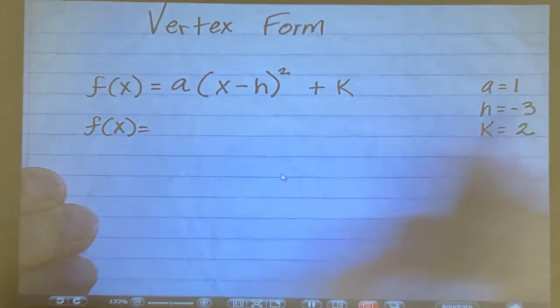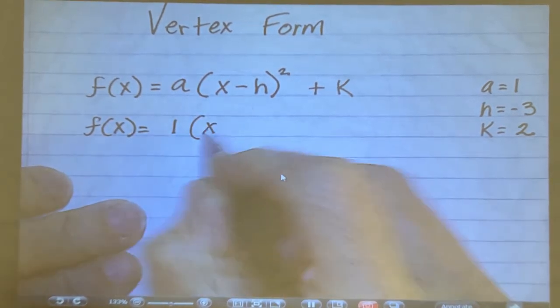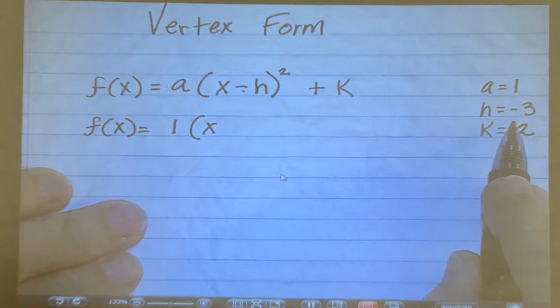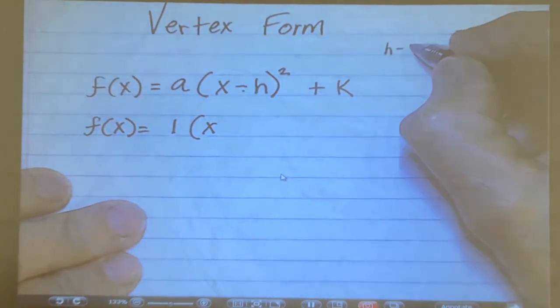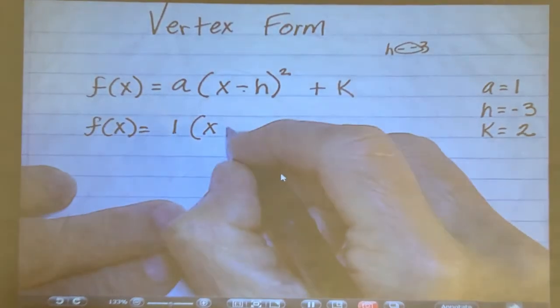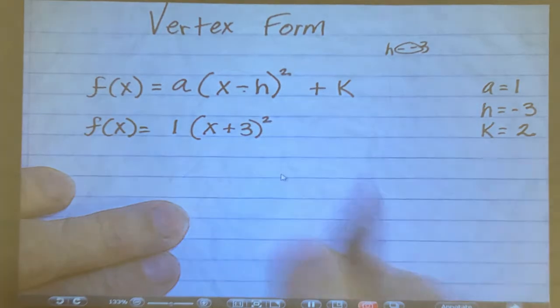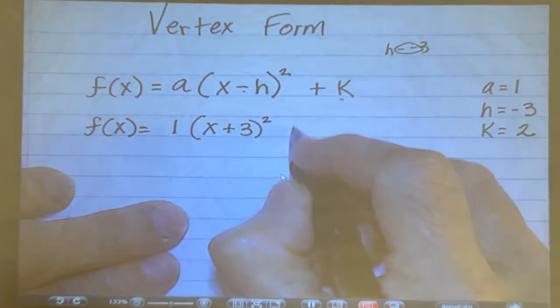So f of x equals, the a value was 1 times x, and it says minus the h. So if I have x minus negative 3, that's a little bloop. So let's just go ahead and say x plus 3. Don't forget the exponent here of 2. And we're going to add the k value, which is also 2.